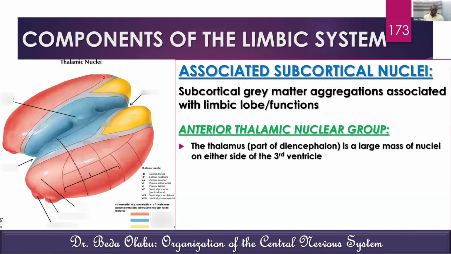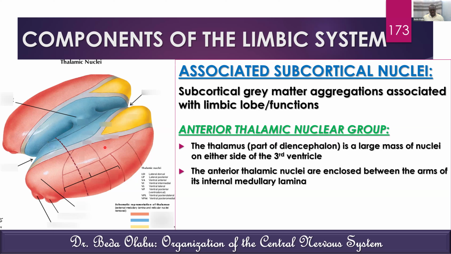If you are to draw them, they may look like this. So the large masses, the left and the right one. The anterior thalamic nuclei, the ones shaded yellow, are actually part of the many nuclei that the thalamus has. It's an enclosed region, enclosed by the two arms of the internal medullary lamina, a lamina that separates the thalamus into three nuclear groups: the anterior nuclear group, the medial nuclear group, and the lateral nuclear group.